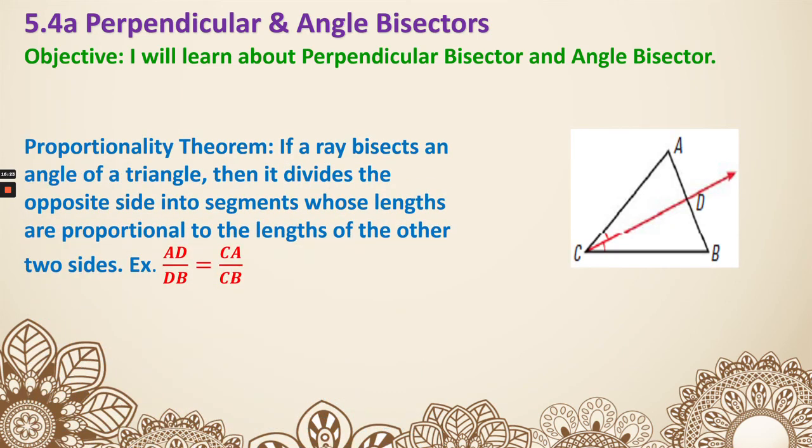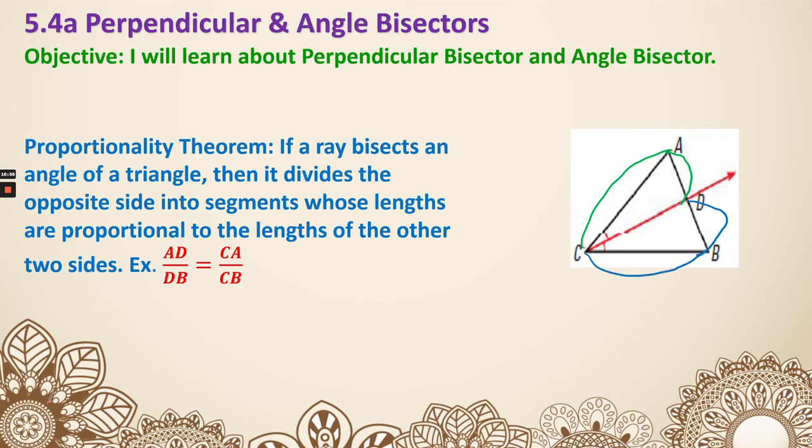Now we still have one more theorem, the proportionality theorem. If a ray bisects an angle, so here this bisects the angle ACB, then it divides the opposite side into segments. So you can see there's this ratio right here. AD compared to DB is the same as CA compared to CB.